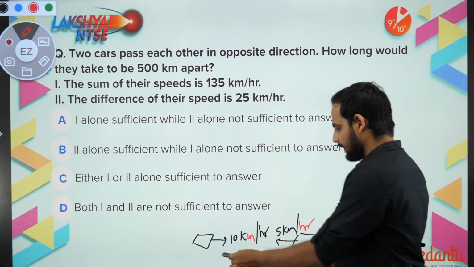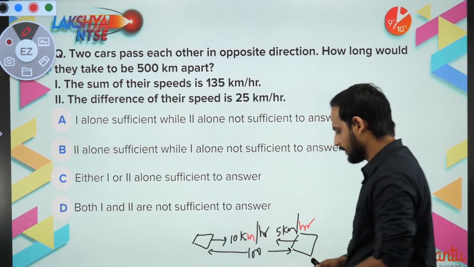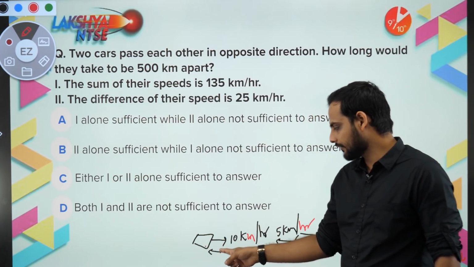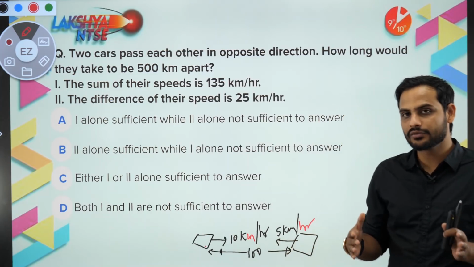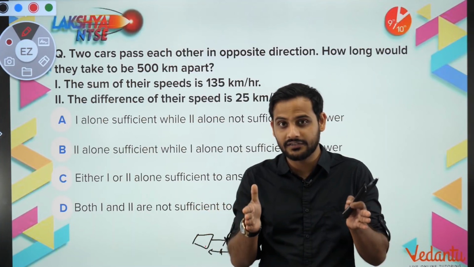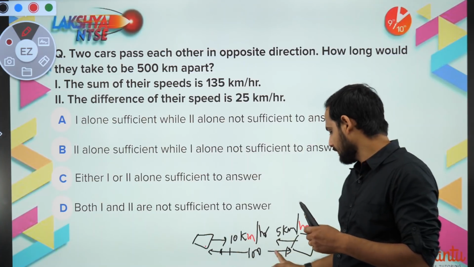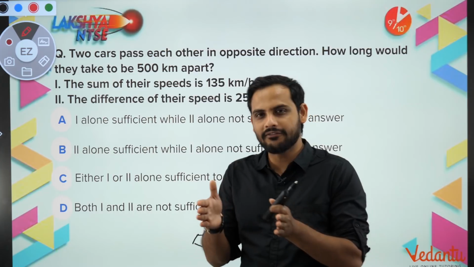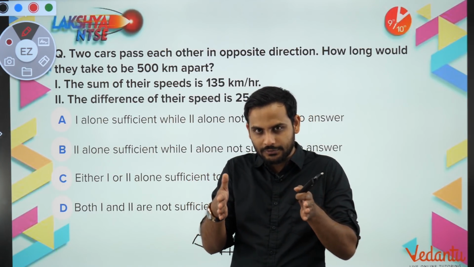Suppose, let us say, at the starting the gap between them was 100 km. After 1 hour, this will move 10 km ahead, this will move 5 km ahead. So now the distance is only 85 km. That means the overall distance between them has decreased by 15 km. In the next hour, this will again move 10 km, this will again move 5 km. So now the distance between them is only 70. So every hour, the distance between them will decrease by 15 km, 15 km, 15 km.